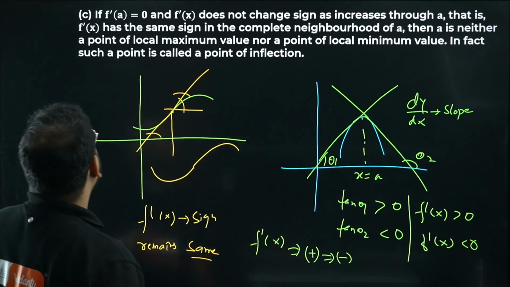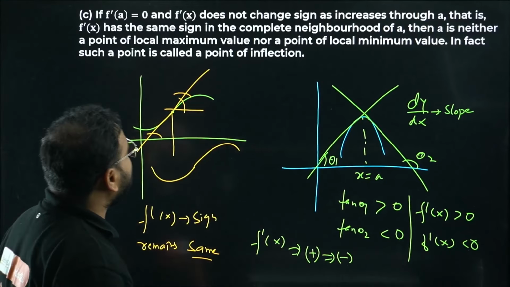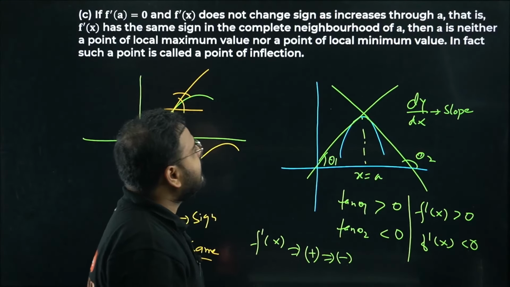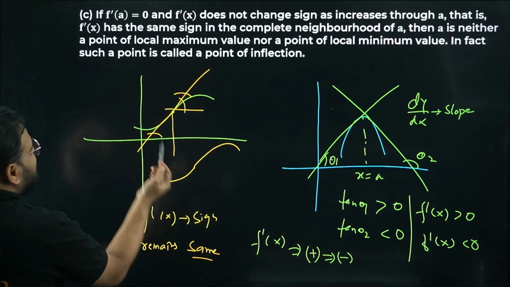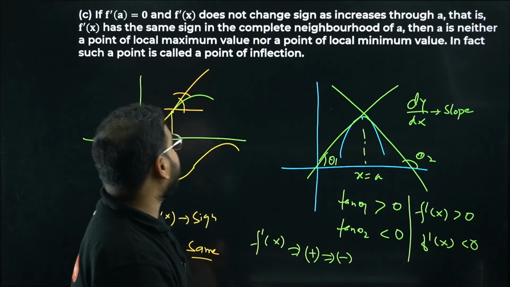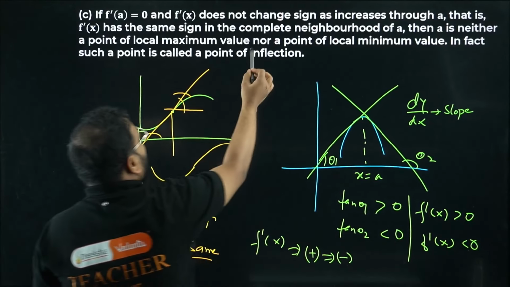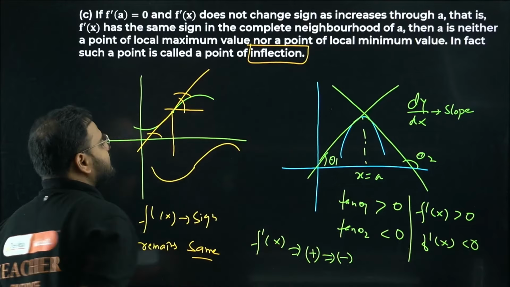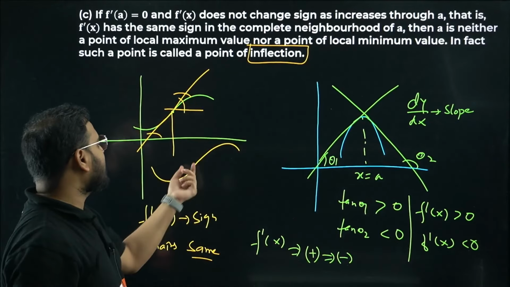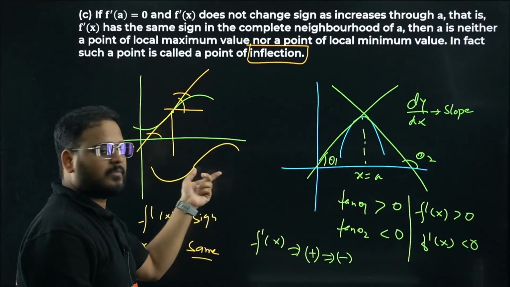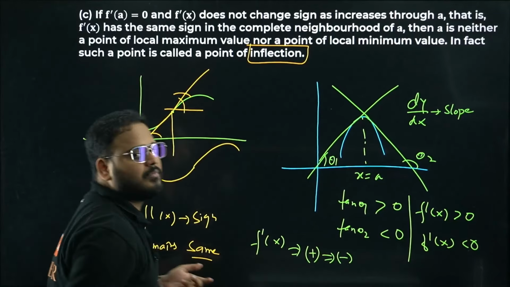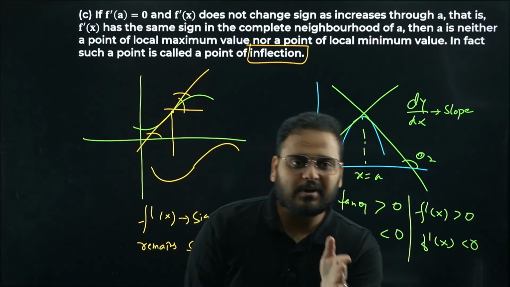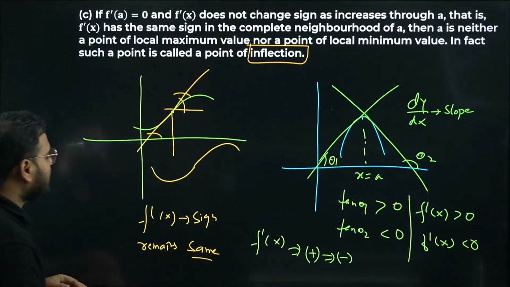When that is there, it's called a point of inflection. That is, if f dash of x has the same sign in the complete neighborhood of A, then A is neither a point of local maxima nor local minima. In fact, such a point is called a point of inflection. Simple way to get this is simply whenever the concavity is changing, bacha, concave up, concave down, please check. Got it? If you have a doubt, let me know in the comment section. But I've tried to clear it.